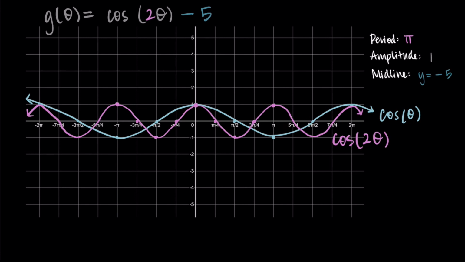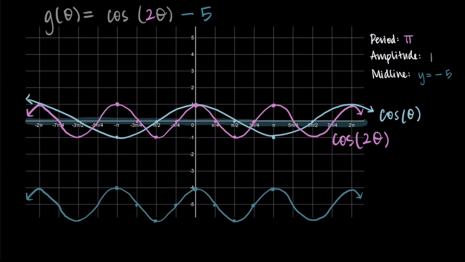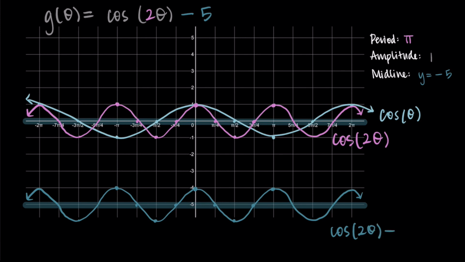My amplitude is 1, so I'm going to just leave that, but then for our last transformation, we need to get the midline down to y equals negative 5. So I'm just going to take this whole graph I've done and shift it down to negative 5. We see that the midline is at negative 5, and now we have cosine of 2 theta minus 5 as our final graph.